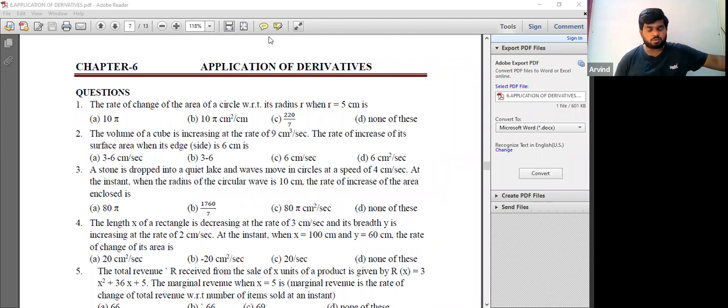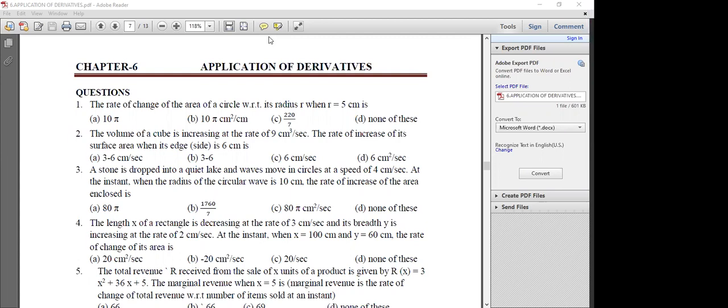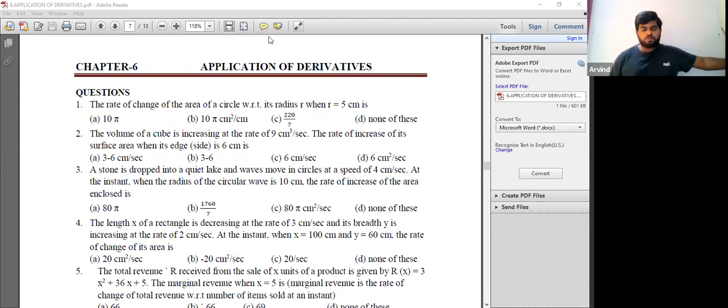The volume of a cube is increasing at the rate of 9 centimeter cube per second. The rate of increase of its surface area when its edge is 6 centimeters. So the volume of the cube is increasing at the rate of 9 centimeter cube per second. The rate of increase of its surface area when its edge or side is 6 centimeters. So the volume of a cube formula, you know, volume of a cube is given by what? A cube. So volume of a cube is given by a cube.